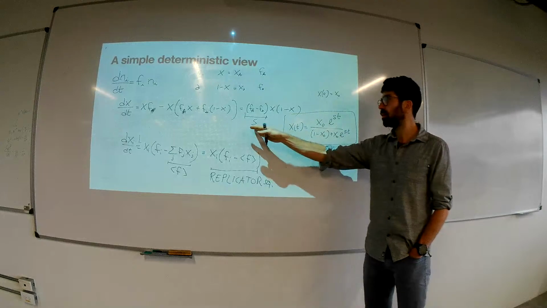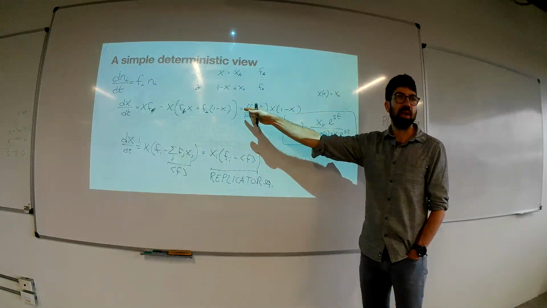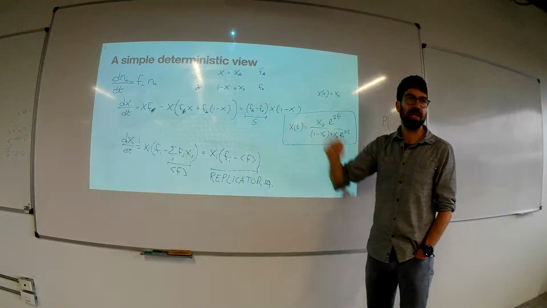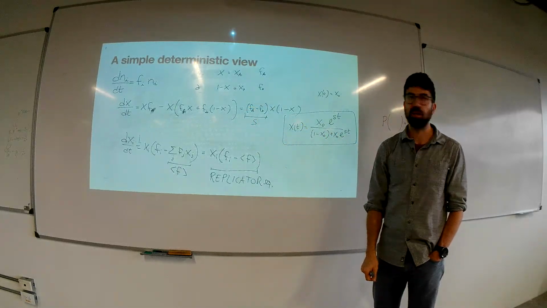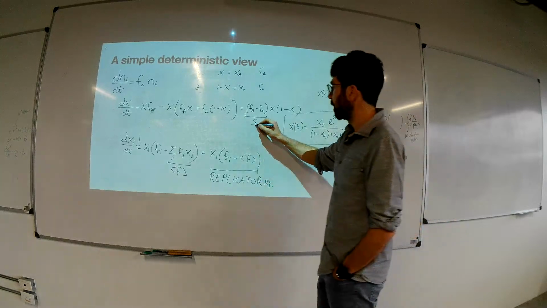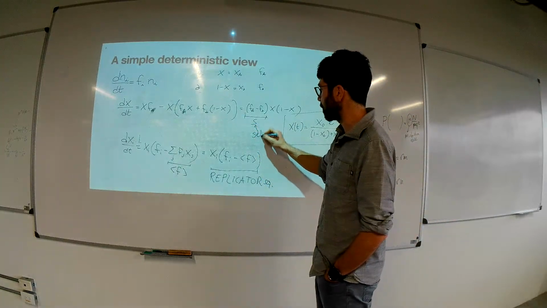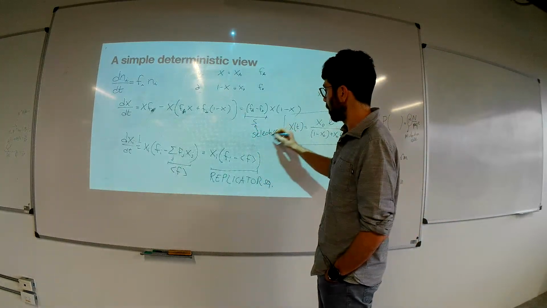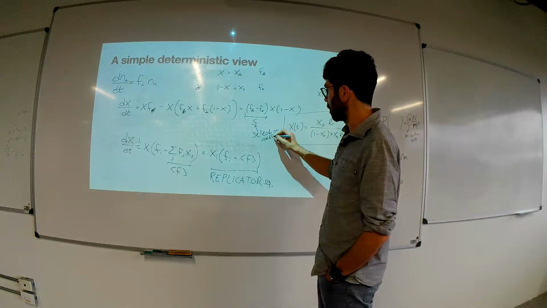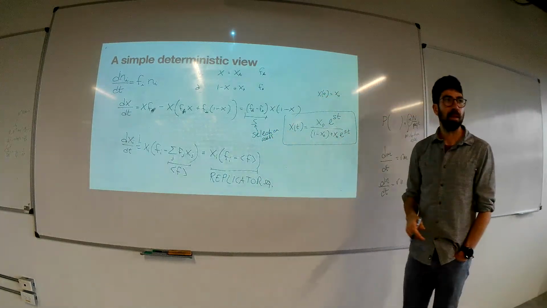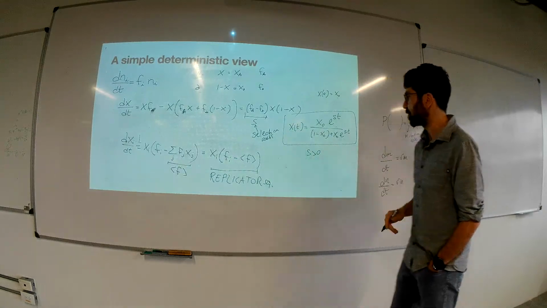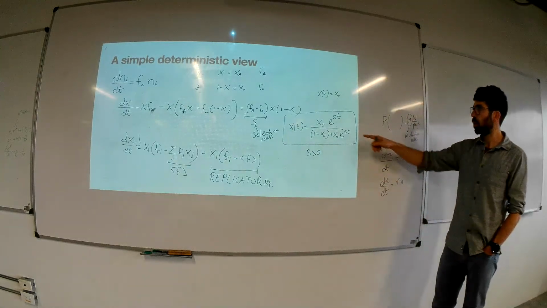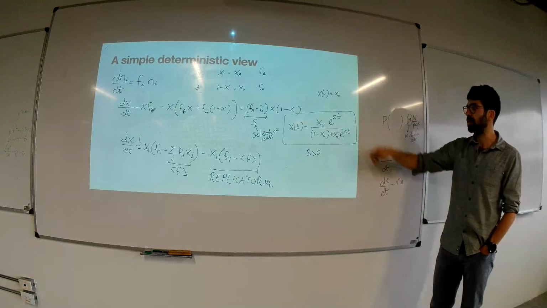So this s is the difference between how fast this mutant grows minus how fast the other mutant grows. This quantity here is sometimes called the selection coefficient. And so what we can see is that if s is larger than 0, what happens when the time is very large?